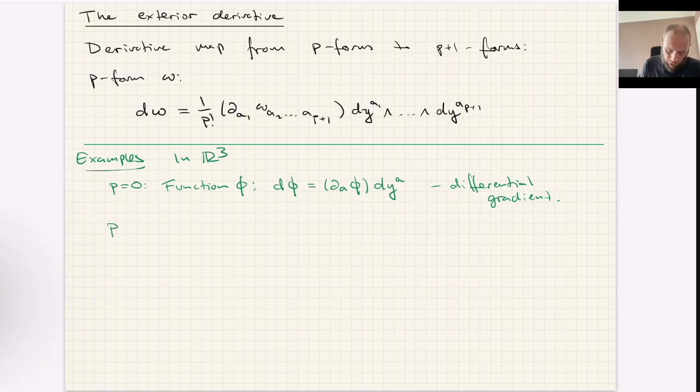Let's look at p equal to 1. Then we know that we have a 1-form, omega. And we can write that in the following way: omega_1 dx plus omega_2 dy plus omega_3 dz, right? That's fine. This is a general 1-form. If I apply the exterior derivative to this, what do I get? So let's do that. d omega.